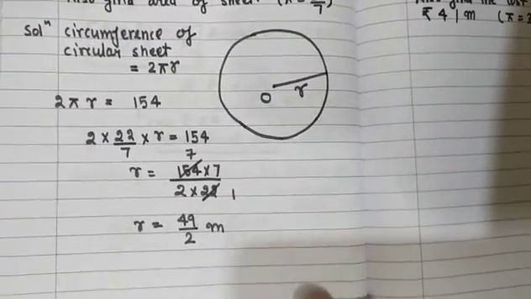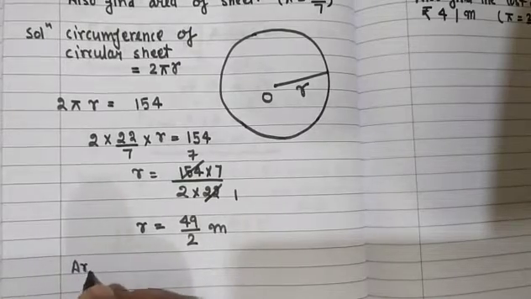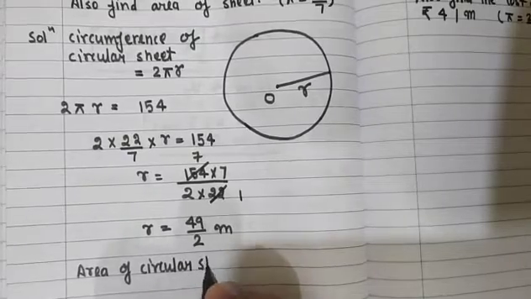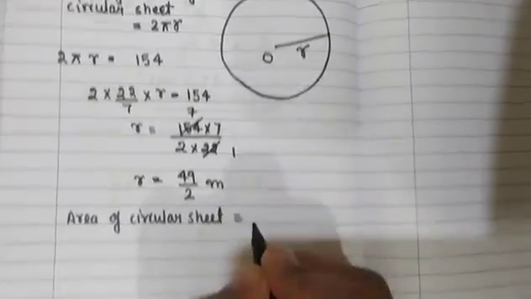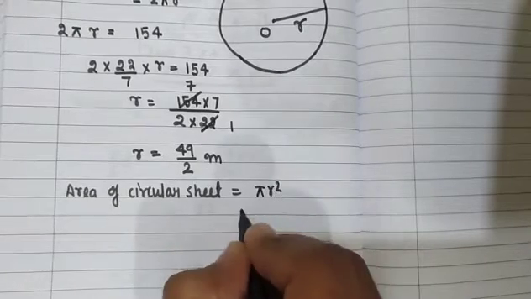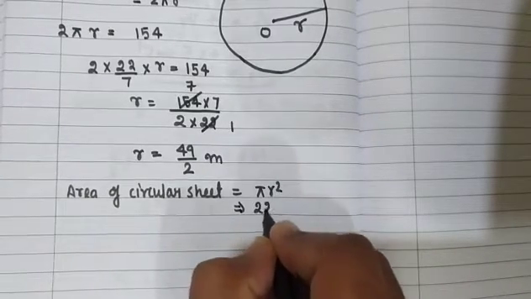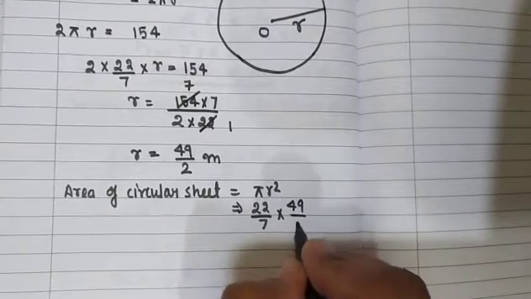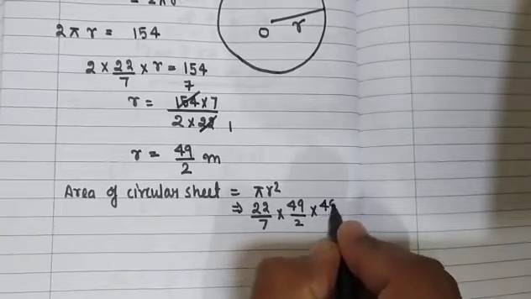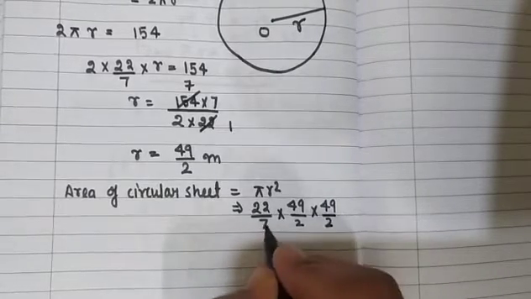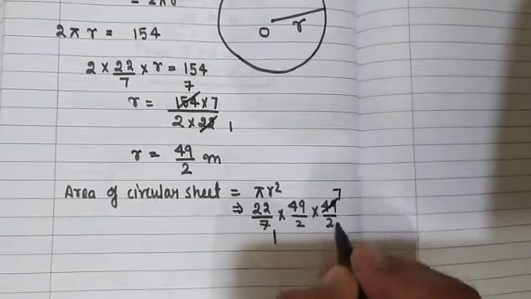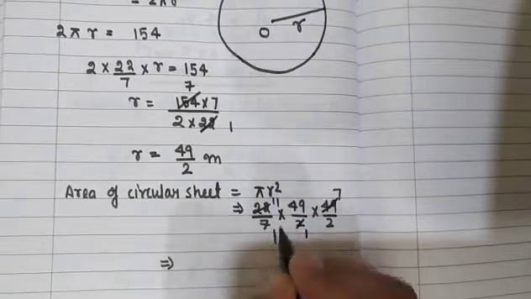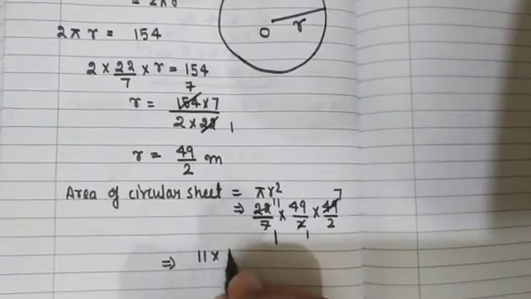Now you have to find the area of the sheet. So area of circular sheet will be equal to pi r square. Put the value of pi, that is 22 over 7 multiplied by r square. So it will be 49 divided by 2 multiplied by 49 divided by 2. Now 7 1 ja 7, 7 7 ja 49. So it will be 2 1 ja 2, 11 2 ja 22. So it will be 11 into 49.